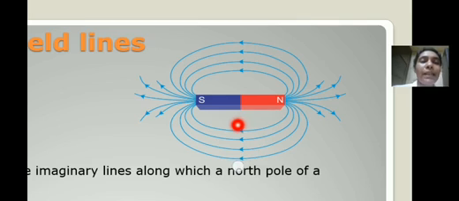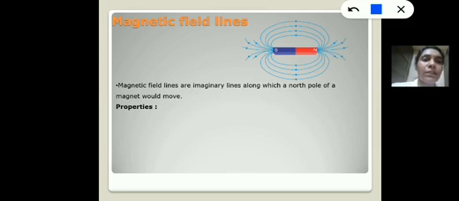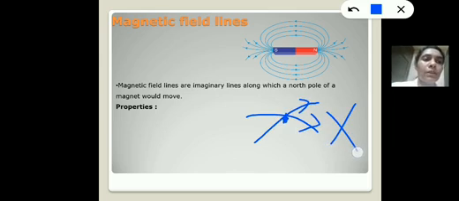Because if any two field lines intersect each other, it means at that point magnetic field has two directions, which is impossible. At a point magnetic field has only one direction. See, just listen. If two field lines intersect like this, it means at the point of intersection, magnetic field has two directions, which is impossible. So, two field lines will never intersect each other.